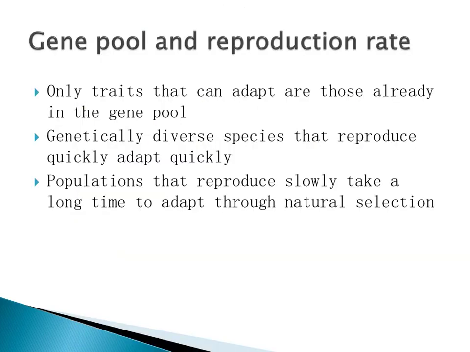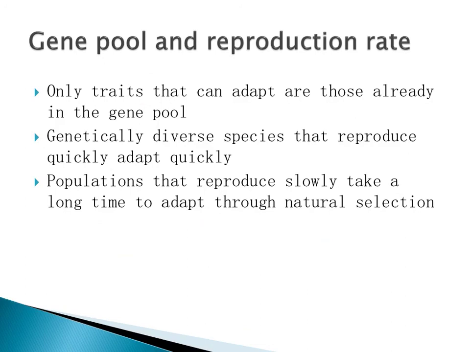Gene pool and reproduction rate. Only traits that can adapt are those available in our gene pool. Your gene pool is all the genes that you have available to you as a species. Genetically diverse species that reproduce quickly adapt quickly also. So those species that tend to produce the most offspring, like mosquitoes, bacteria, flies, fruit flies, and things of that nature, tend to be the ones that adapt pretty quickly because they have so many offspring, and chances are with thousands of offspring, some are going to have some favorable traits that are then passed on, and they can survive in an environment.